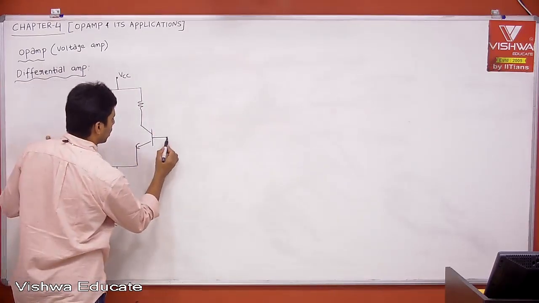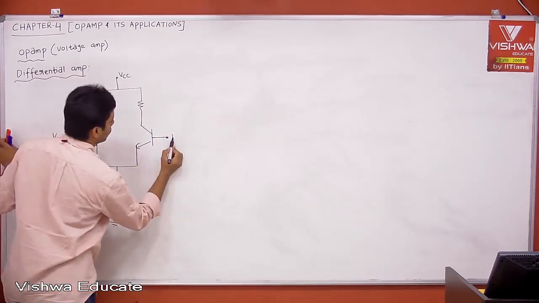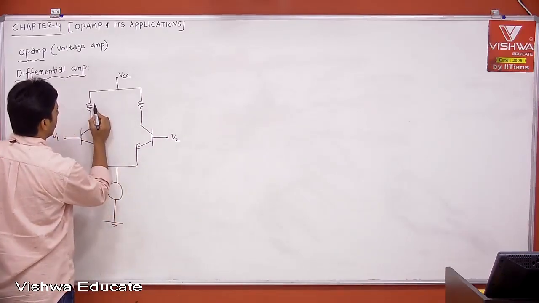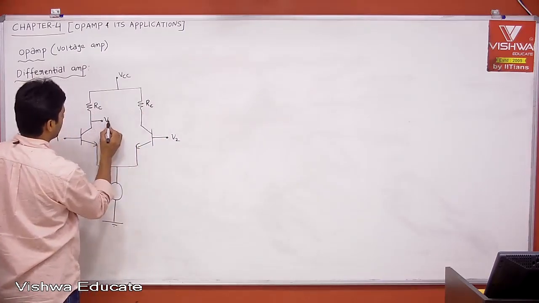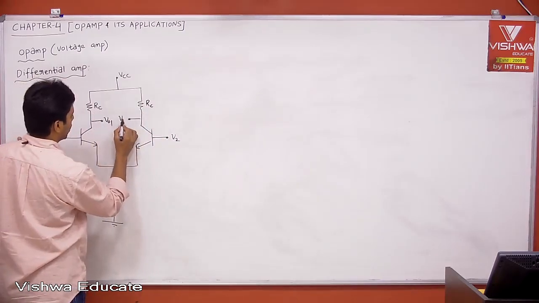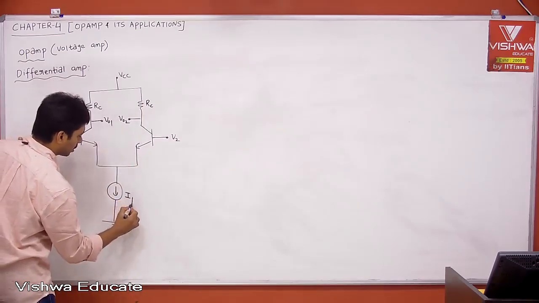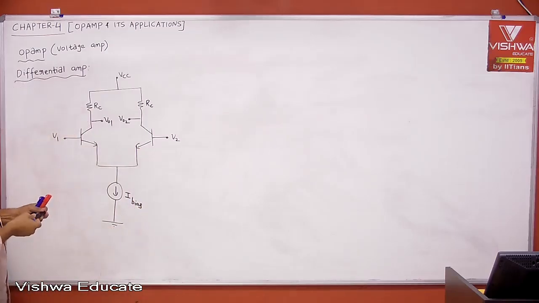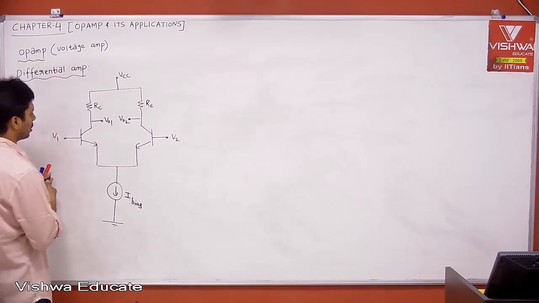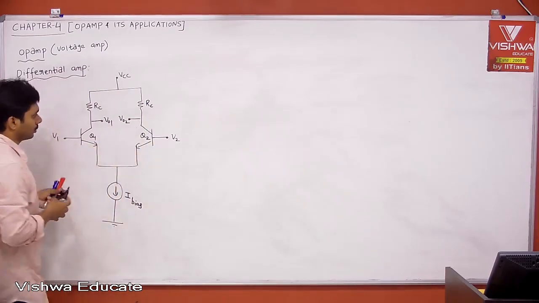Okay, let's see. Now this is your V1 and this is our V2, RC, and this is, let us say, VO1 and then VO2, and this is, let us say, I bias. This is your bias current, using a current mirror or whatever it may be. Now let me call this transistor 1, Q1, and transistor 2, Q2.